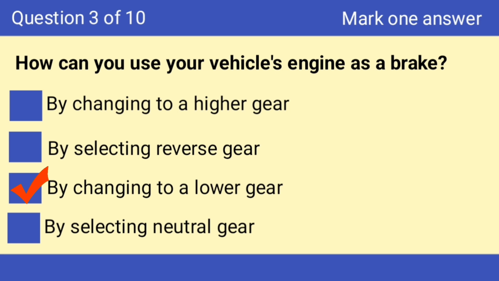The correct answer is by changing to a lower gear. Explanation. When driving on downhill stretches of road, selecting a lower gear gives increased engine braking. This will prevent excessive use of the brakes, which become less effective if they overheat.